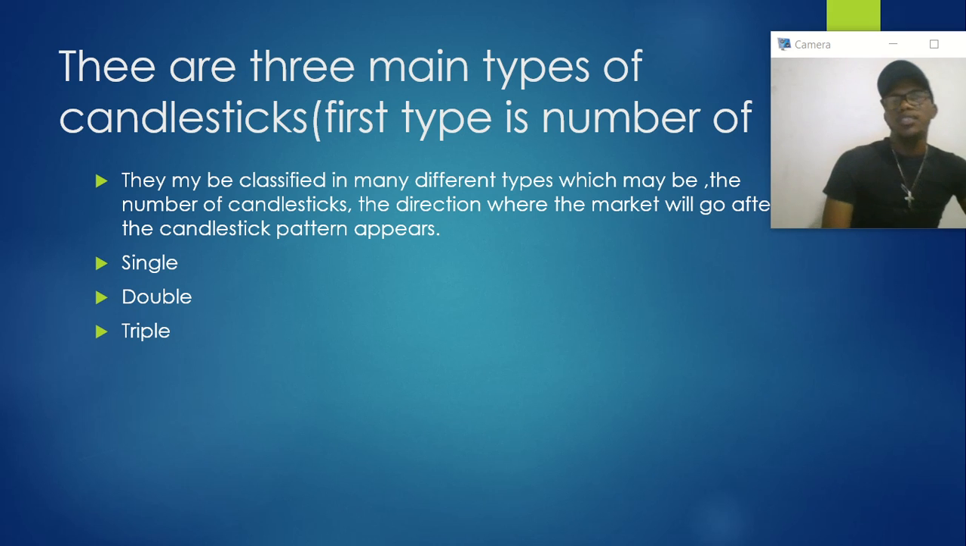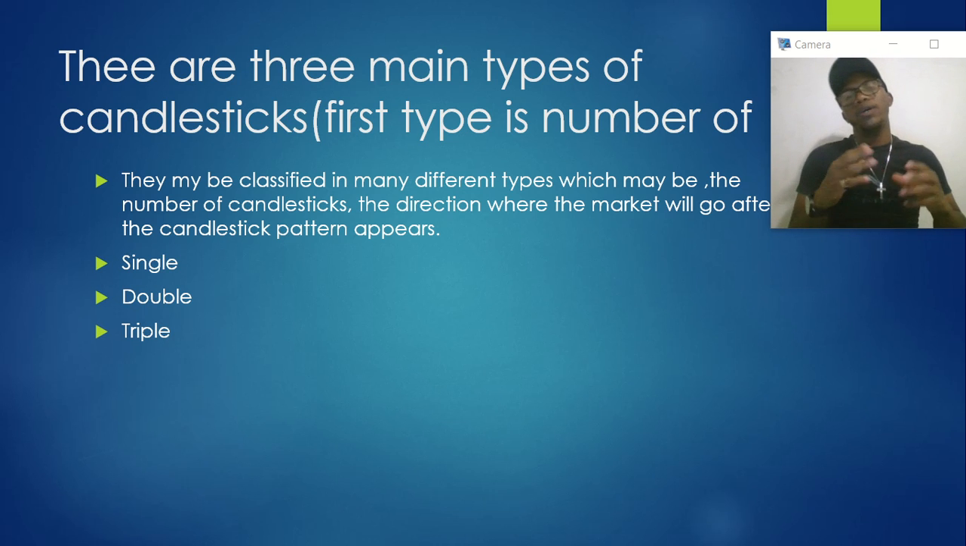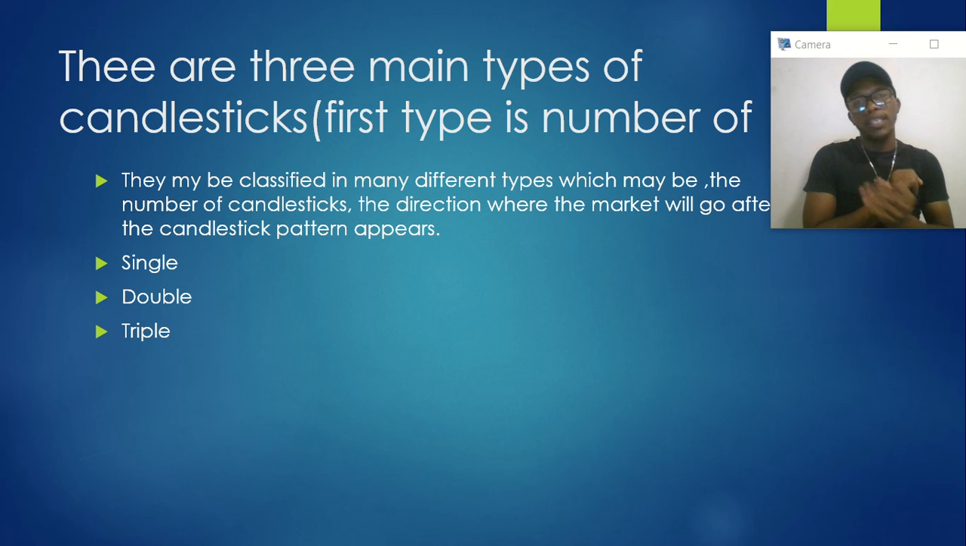The first type is when we observe the number of the candlesticks. They may be classified in many different types, so we will classify them by the number of candlesticks. We will also classify the candlesticks by the direction where the market will go after the candlestick pattern disappears.